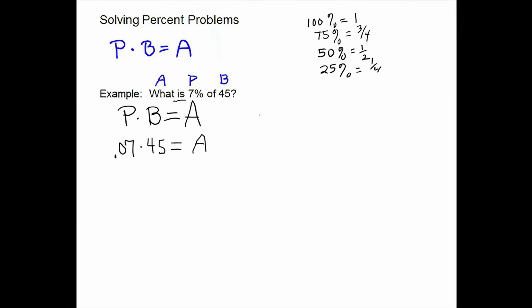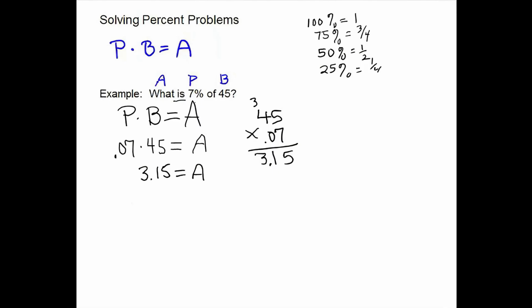45 times 0.07, and then remember you have to place your decimal. If 2 digits after the decimal, that's what we will need in the answer. So 3.15 equals our A. Let's see if this is reasonable.